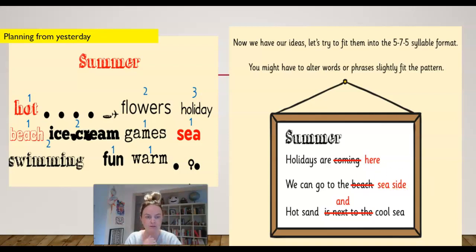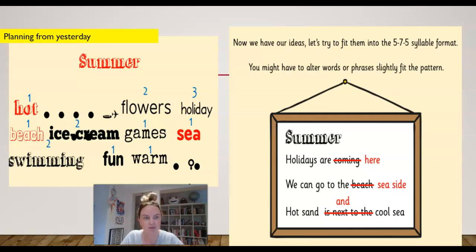If I look at the word beach, who could tell me what's a different name or a synonym for beach? Remembering a synonym is a word that means the same or it's similar. Oh, seaside. So we can go to the seaside. Has that got 7 syllables now, that second line? Yes. Let's move on. So far I've got 5, 7.